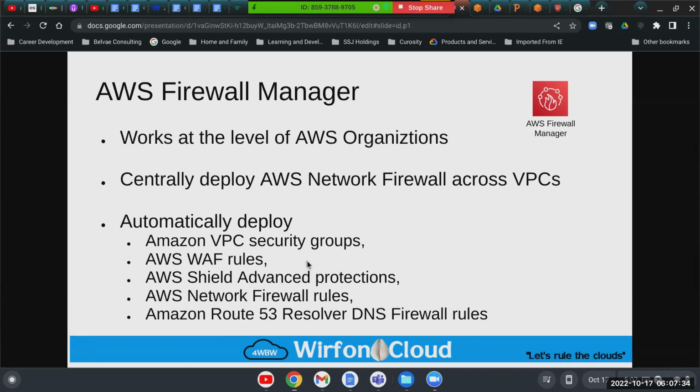So it's a service that has many responsibilities. So DDoS protection and filtering is provided by the AWS Firewall Manager.